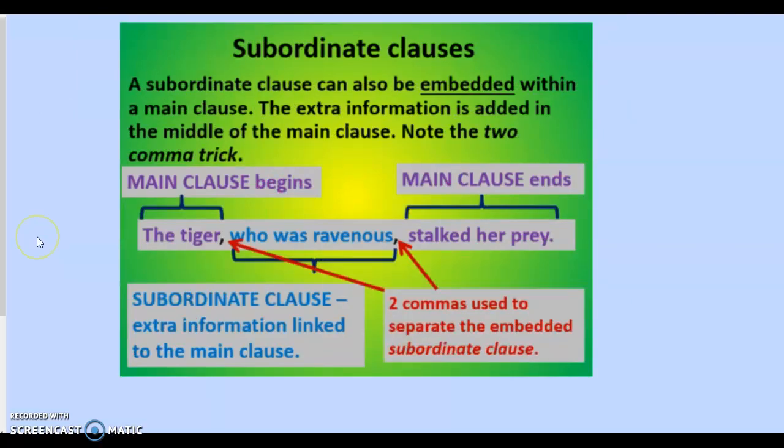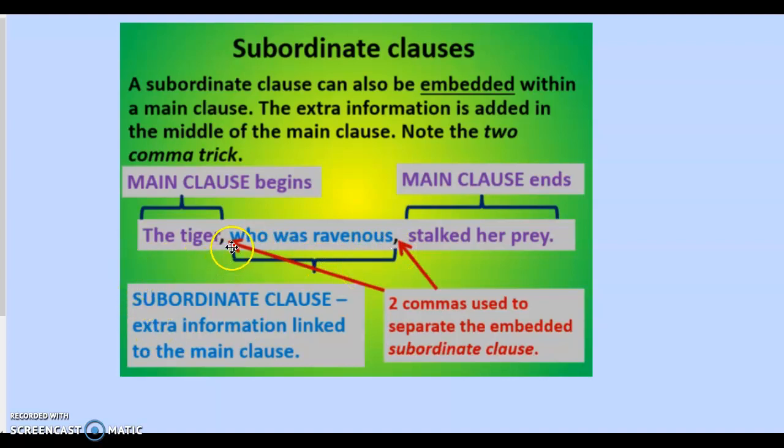So, a subordinating clause can also be embedded within the middle of a main clause. Okay, so the extra information is added in the middle of the main clause. So if we look here, the tiger stalked her prey. That's the main clause. In this sentence, the subordinating clause has been put in the middle of the main clause to add extra information.